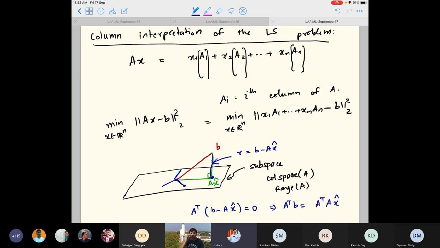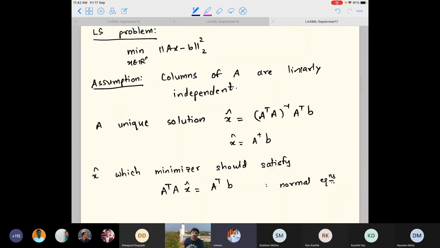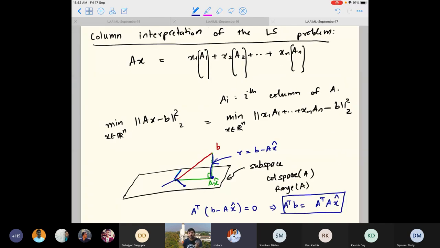And what are these equations? These equations are nothing but the normal equations: A transpose A x hat is equal to A transpose B. Same equations that you get looking at the geometry. And what is this really telling you? Columns of A are nothing but the basis of that particular plane, and this residual vector R is in the direction of the normal of that plane, is it not? The residual vector R is in the direction of the normal of this plane. So that's why these equations are called normal equations.